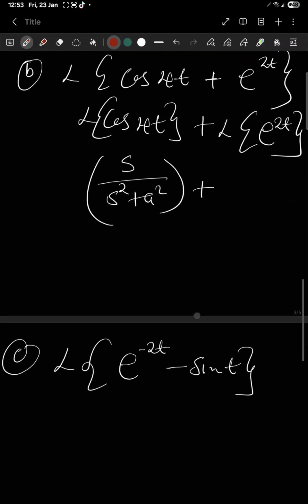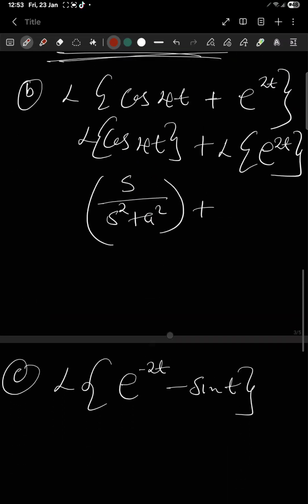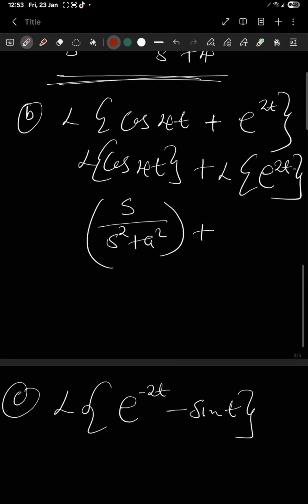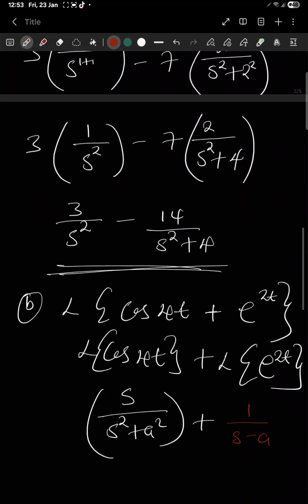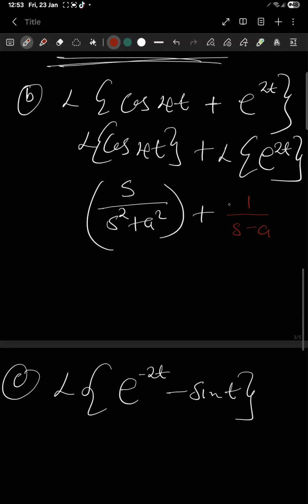Okay, so where we have e to the power 2t, we put 1 over s minus a. Oh sorry, it's 1 over s minus a. That's the Laplace of e to the power at. All right, then from here, what we can simply do is now to replace the values.